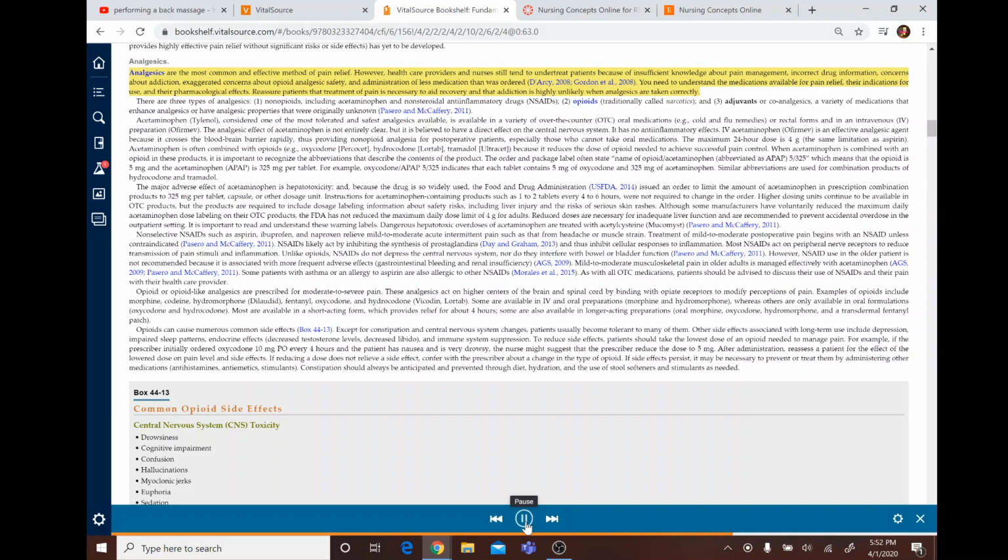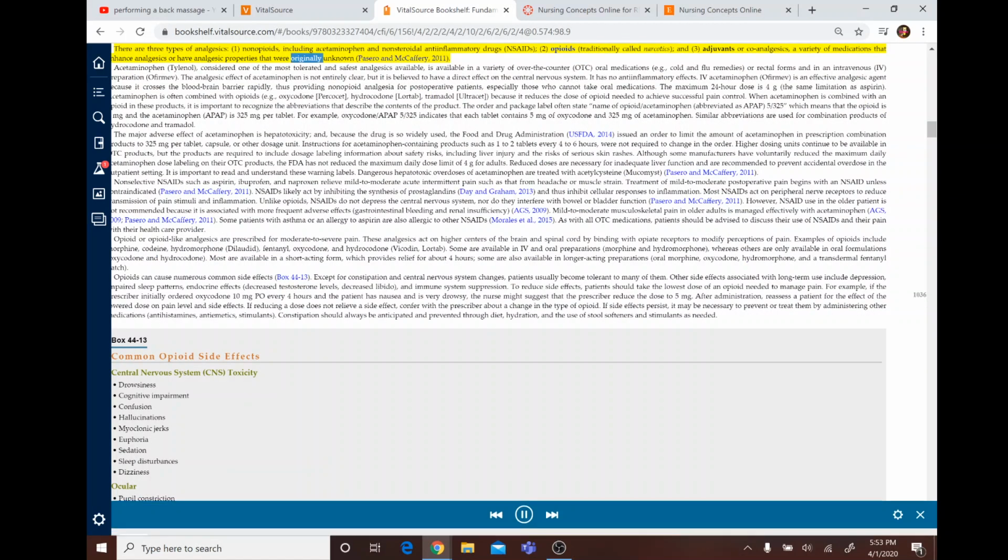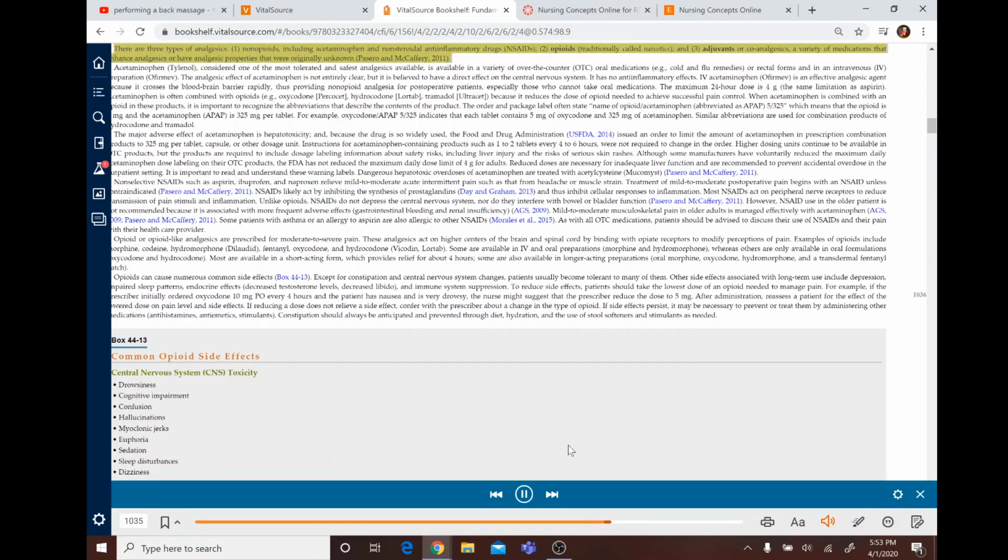You need to understand the medications available for pain relief, their indications for use, and their pharmacological effects. Reassure patients that treatment of pain is necessary to aid recovery and that addiction is highly unlikely when analgesics are taken correctly. There are 3 types of analgesics. 1. Non-opioids, including acetaminophen and nonsteroidal anti-inflammatory drugs, NSAIDs. 2. Opioids, traditionally called narcotics. And 3. Adjuvants or co-analgesics, a variety of medications that enhance analgesics or have analgesic properties that were originally unknown. Passero and McCaffrey, 2011.